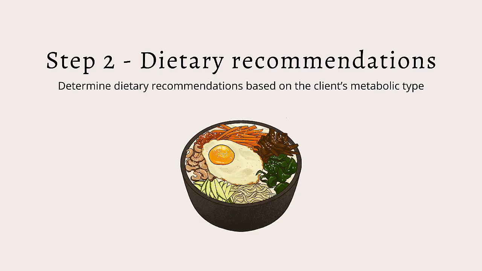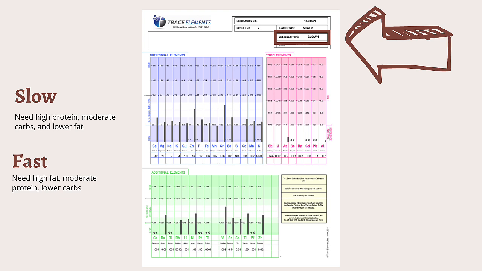Step 2, we determine dietary recommendations based on the client's metabolic type. In the top right-hand corner of HTMA results, you'll see that Trace Elements did the calculations to determine your client's metabolic type. Basically, if the client is a slow oxidizer, it means that their body will do best on a diet that is balanced with a good amount of protein, carbs, and lower fat. If the client is a fast oxidizer, it means that they're burning through their minerals too fast, and to help slow them down, the best diet is going to be high in fat, moderate protein, and lower in carbs. There are obviously other nuances to consider with this, but we always use the metabolic type to figure out the best dietary strategy.